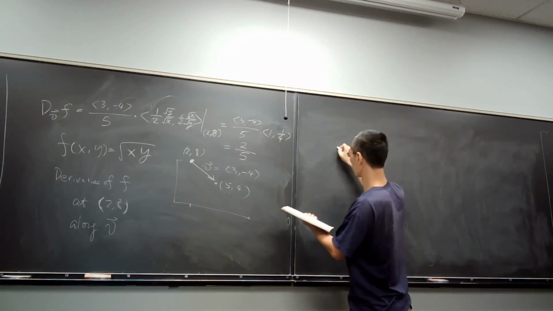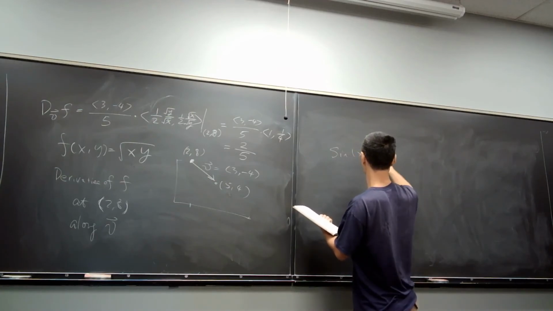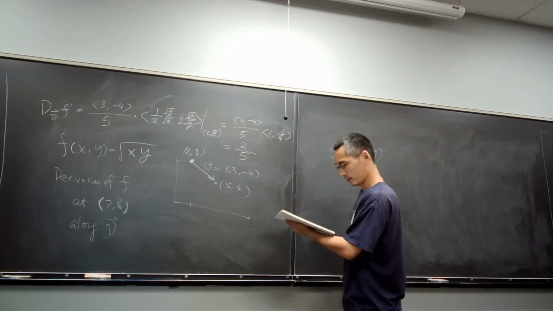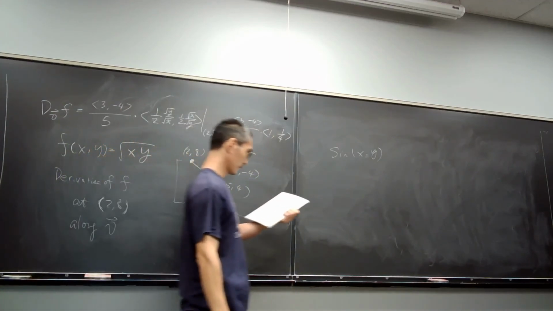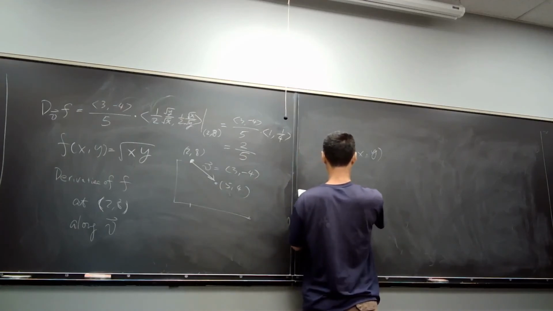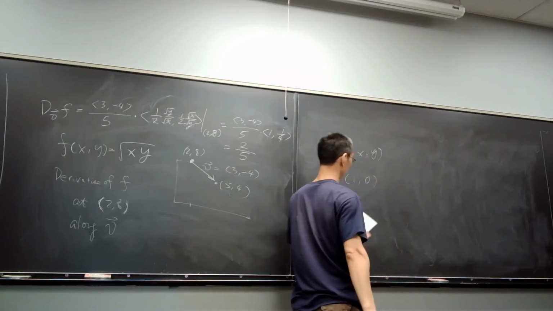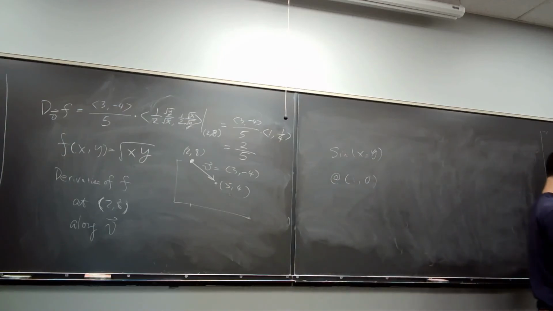One more problem. Okay, suppose you're given this function, which is a two-variable function. And let's consider the point (1, 0). Okay, what is the function value at that point? Zero, right? Sine 0.